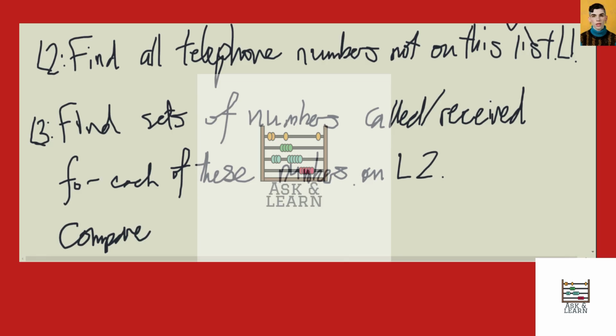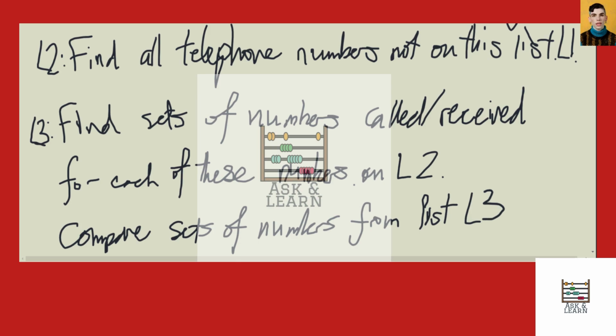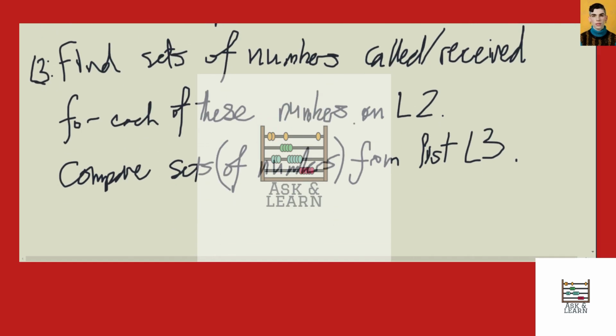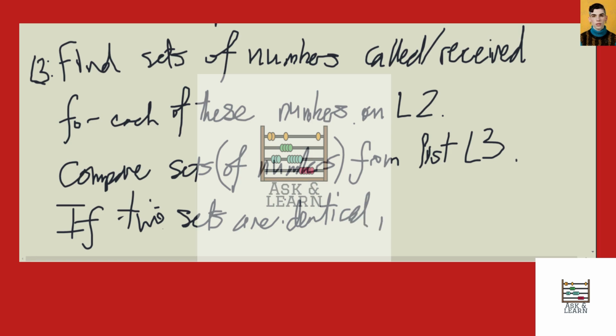And finally, we're going to compare sets of numbers from list 3, and if 2 sets are identical, what does this tell us?